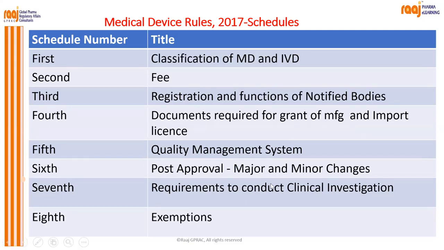The sixth schedule gives post-approval major and minor changes. Post-approval means once you get the approval of your medical devices, there could be changes happening in your medical devices. So whatever major and minor changes you are making in your devices, you have to apply for the post-approval. That means again you have to reapply and get the approval done.